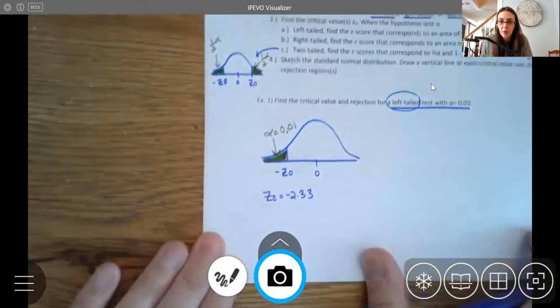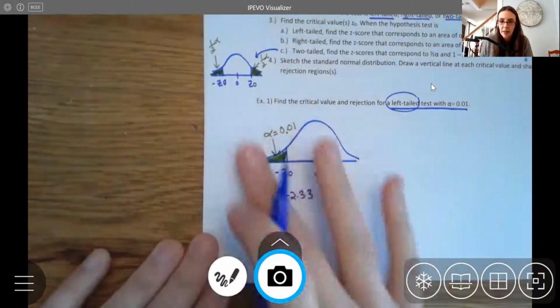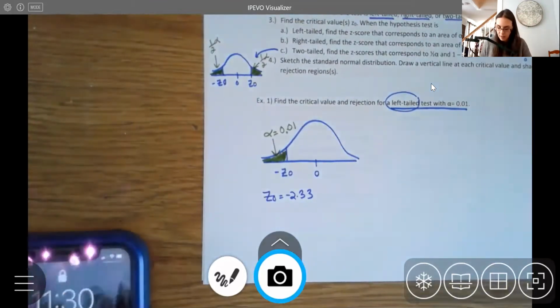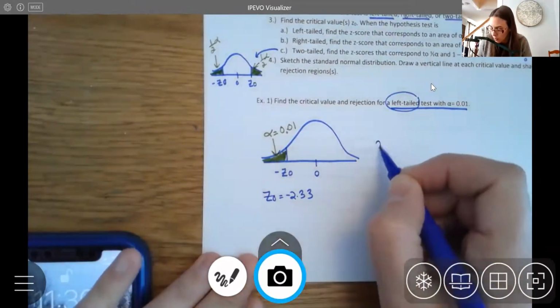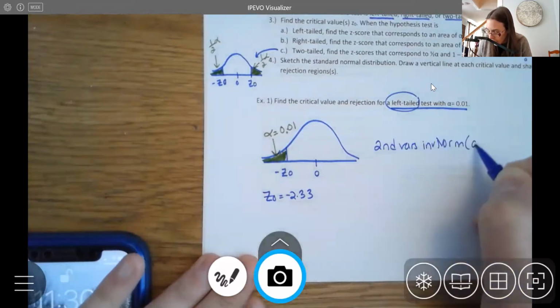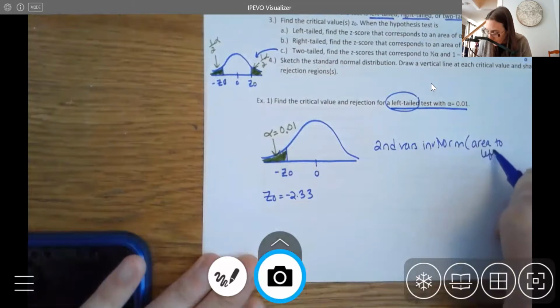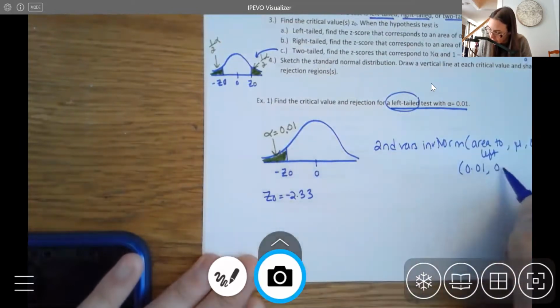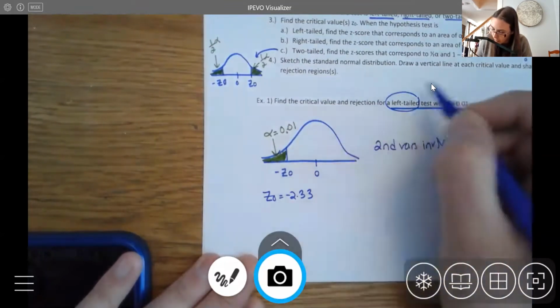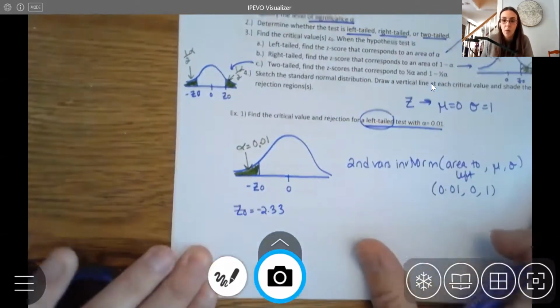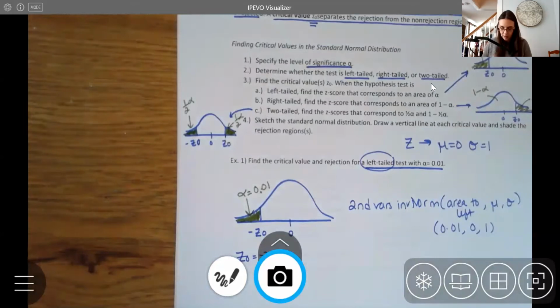So you can find it using the table if you like table 4. And again, because the area is on the left, it's pretty easy to match up because the tables always give you area to the left. If you want to use your calculator, then you're going to use second, vars, and inverse norm. And again, it's going to be area to the left, your mean, and your standard deviation. So our area to the left here is 0.01. Our mean is 0 and our standard deviation is 1. Again, when you have z values, your mean is always 0 and your standard deviation is always 1. So let's check it on the calculator.